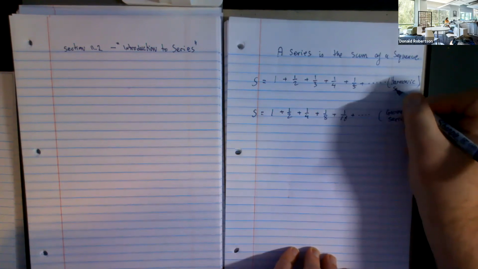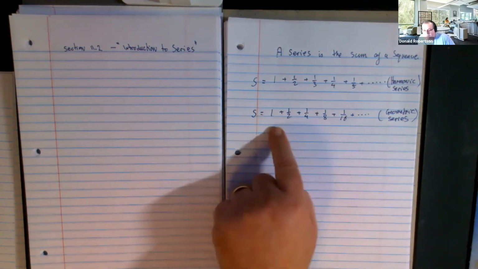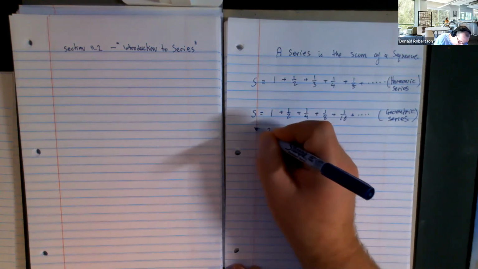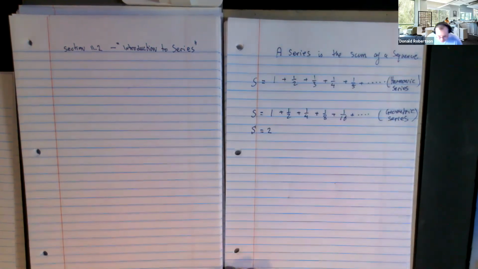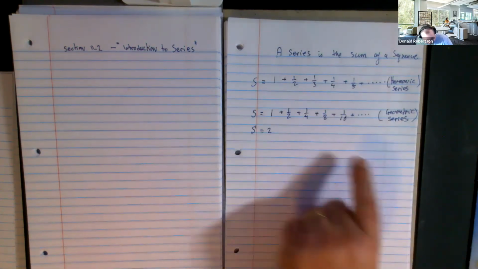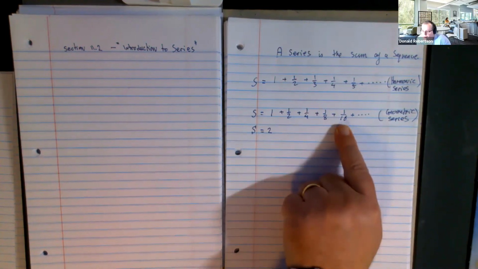This is called a geometric series. Do you know this one is equal to 2? Now, when you look at them, they are very similar. Doesn't this one just get smaller quicker?